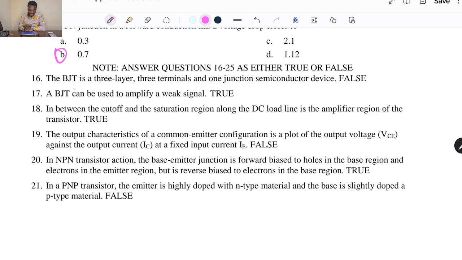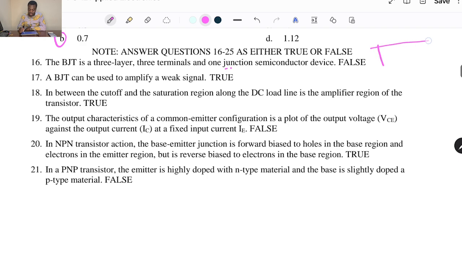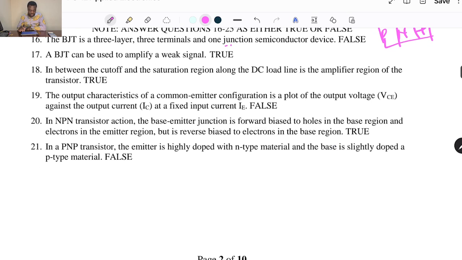For question 16, the bipolar junction is a 3-layer, 3-terminal, and 1-junction semiconductor. It's false because the number of junctions is going to be 2. Let's say you take PNP, for example, we have 2 junctions. Then 17, a bipolar junction can be used to amplify a weak signal. The answer here is true. In between the cutoff and the saturation region along the DC load line is the amplifier region of the transistor. So here is true, right?